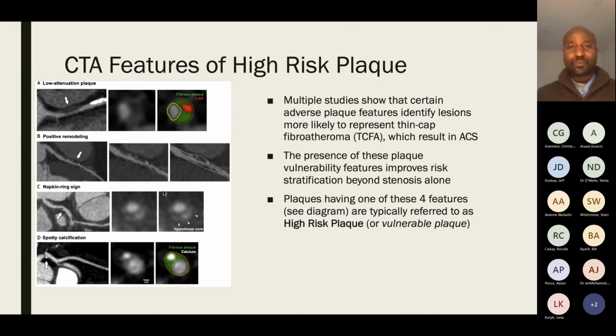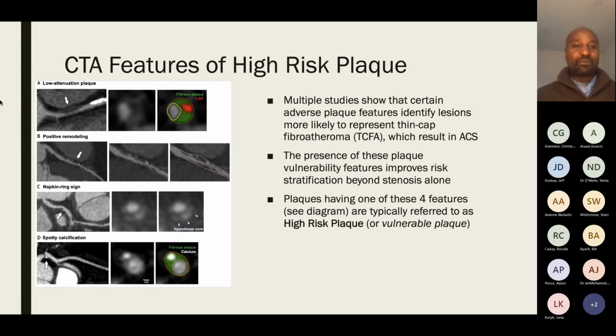The 4 well-described features are the following. First, low attenuation plaque, where attenuation refers to the Hounsfield units associated with the plaque when you measure it with the software. If your average attenuation in your plaque is less than 30 Hounsfield units, that's low attenuation. The reason that's felt to be high risk is that it tends to correlate with areas of necrosis. A necrotic core is what gives you that low attenuation.